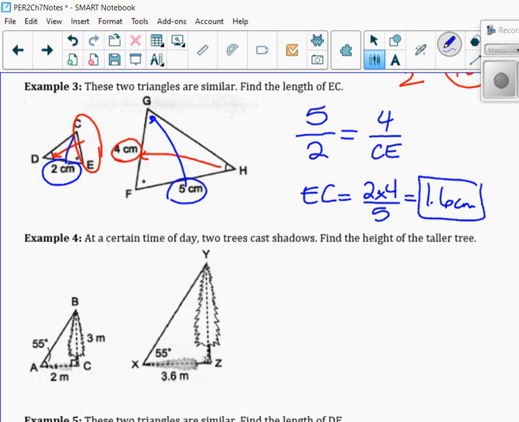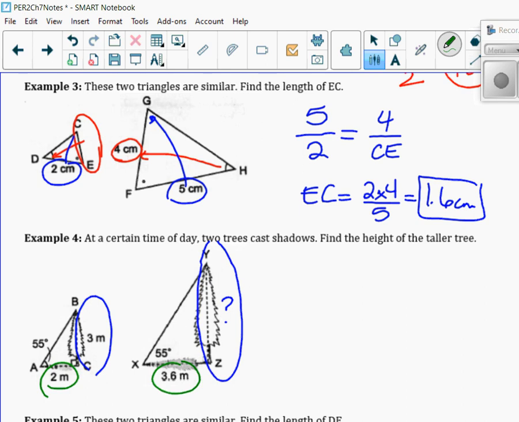Now we get into some word problems here. Certain day, 2 trees cast shadows. Find the height of the taller tree. So the taller tree is here. So if you want, you see that would correspond with the 3. And the 3.6 would correspond with the 2.